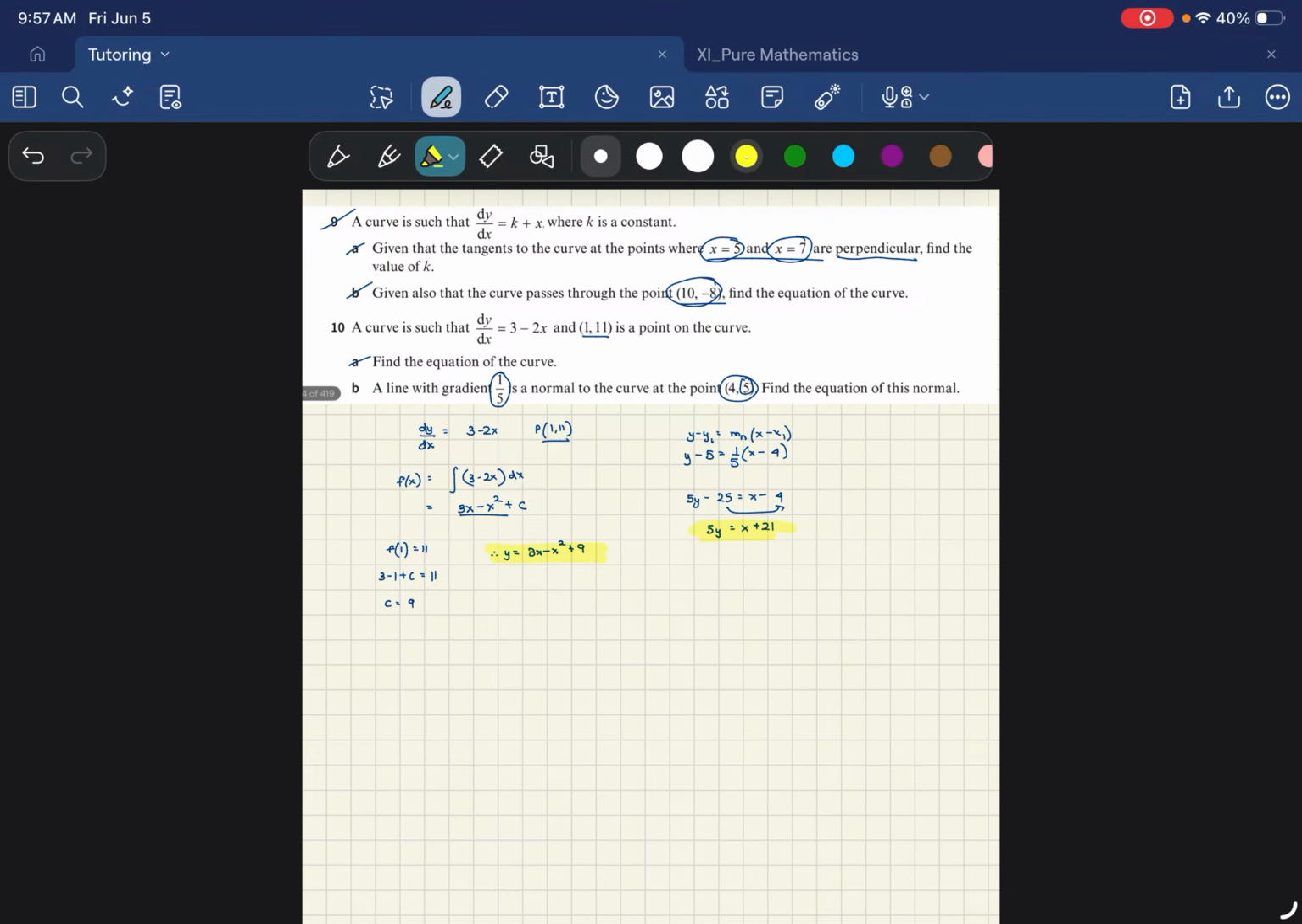So the last question was very, very straightforward, actually. Do not overthink the second question because you're given everything that you need. You're given a point, you're given the gradient, you can just plug it into this equation as we have discussed. And we're done with this topic.